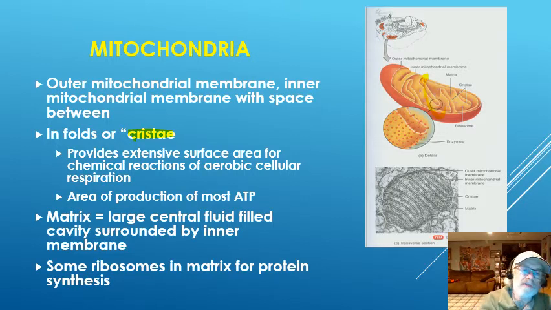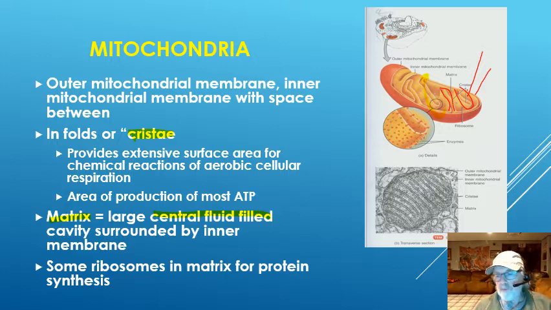Besides the cristae, there's the matrix, which is the large central fluid-filled area surrounded by an inner membrane. So you can see the inner membrane, if we're looking here, here's the inner membrane right there. Here's the outer membrane. Here's the matrix in this area, and here are all those little cristae that are all over the place. Okay, there are some ribosomes in the matrix for protein synthesis as well. So sometimes they need to make their own protein. There again, what's that protein used for? For certain chemical processes that might be needed to let the mitochondria make energy. Okay, so that's what the mitochondria do.